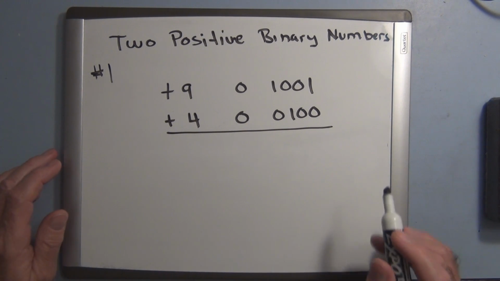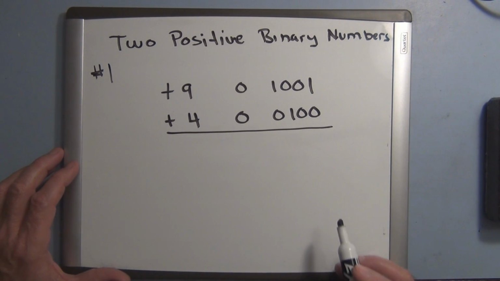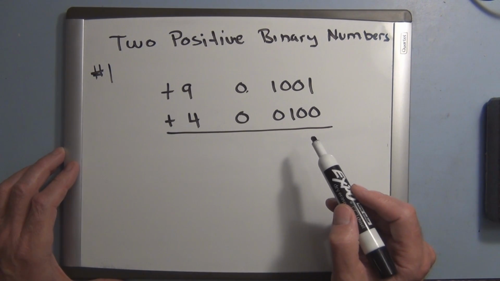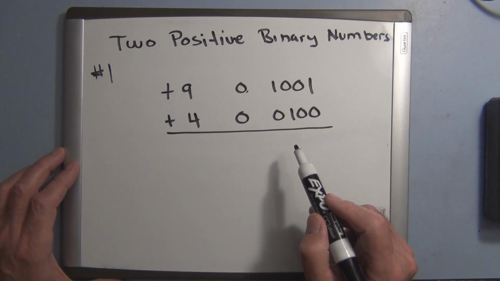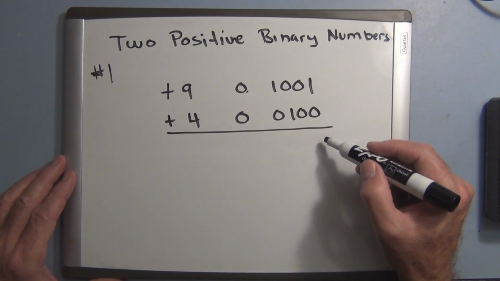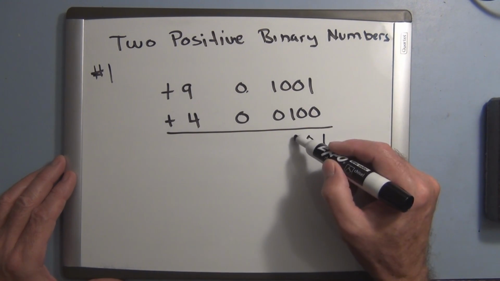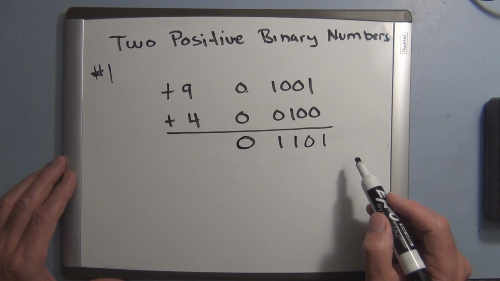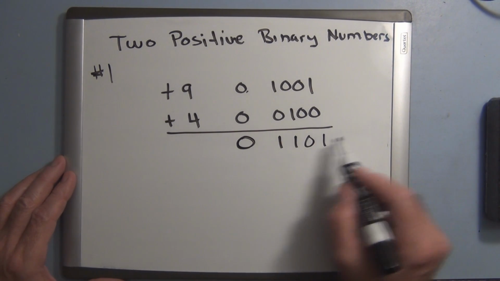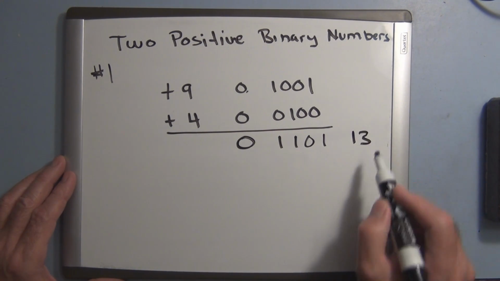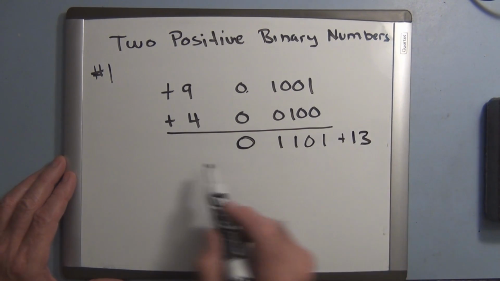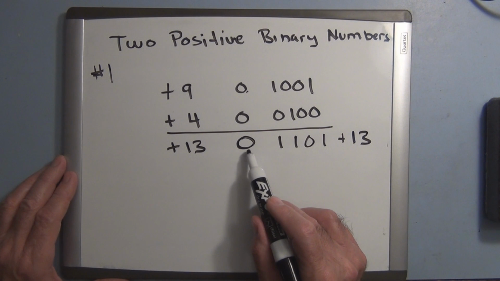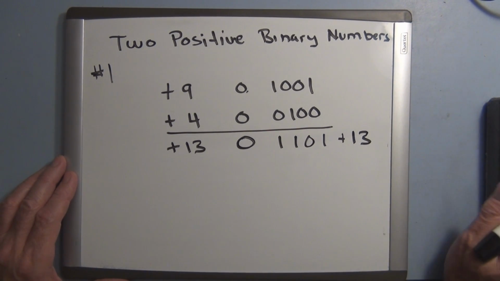So in the first case, we have two positive binary numbers that we're going to add. We can see here that each one has a 0 in the sign bit indicating a plus. So if we add these two together, we have a 1, 0, 1, 1, and the sign bit is 0. And in fact, here we have 13, indicating a plus 13. So the sign bit remains a plus.